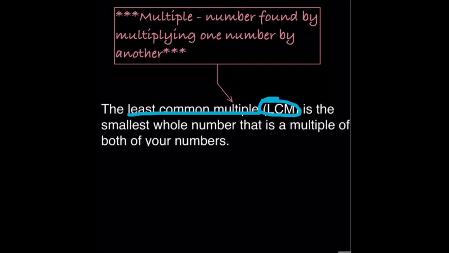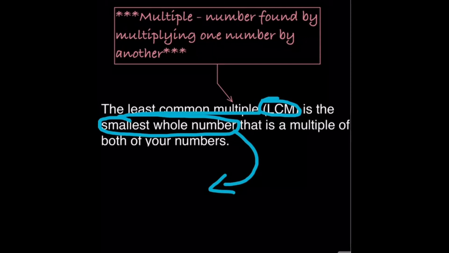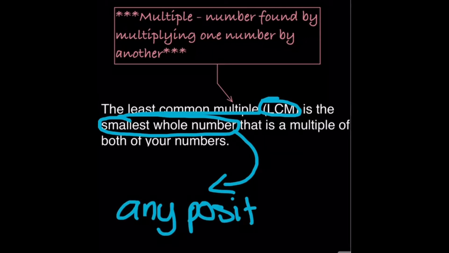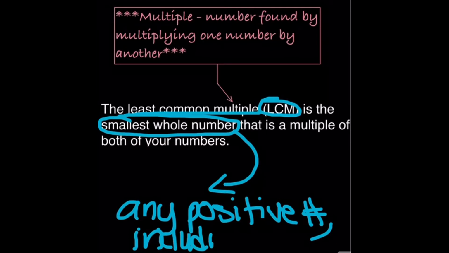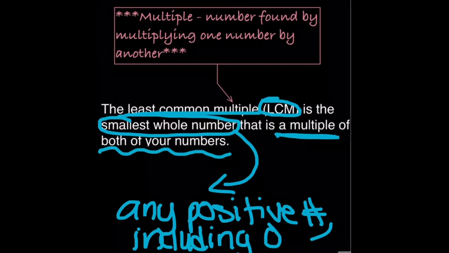So the least common multiple, or the LCM, is the smallest whole number. So you know what a whole number is. It's any positive number including 0. No negatives. That is a multiple of both of your numbers, right? I just said both because today we are doing two.